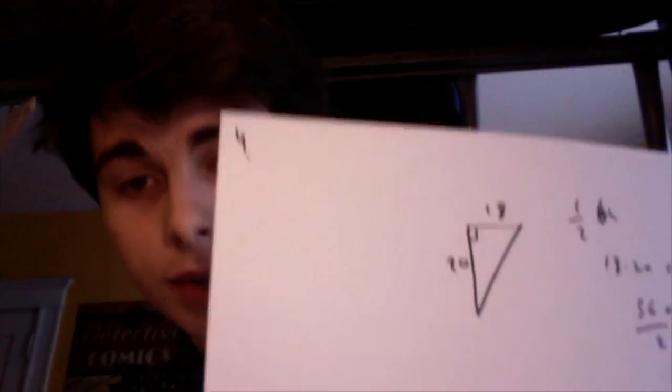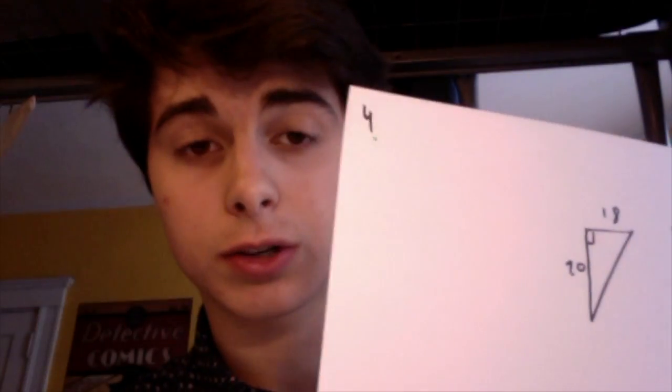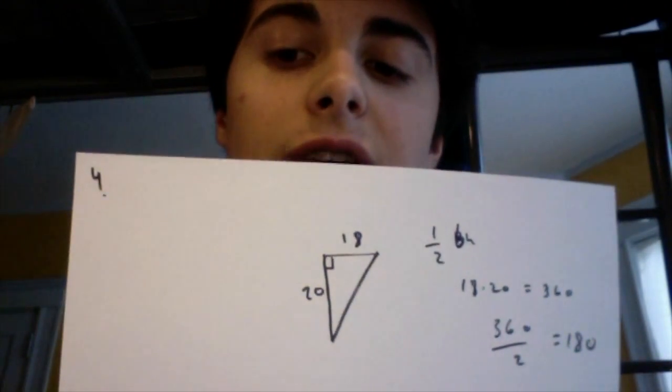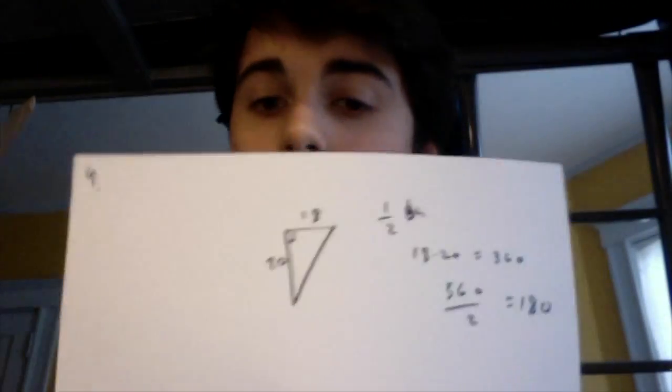And last but not least, we have the little right triangle, which is 18 on the base, 20 on the height. This is easy because the formula for a triangle is 1/2 base times height. 18 times 20 is 360. 360 divided by 2 is 180. And the answer is 180 units squared.